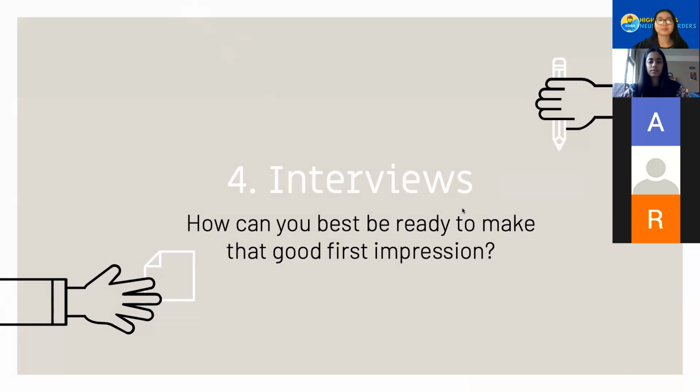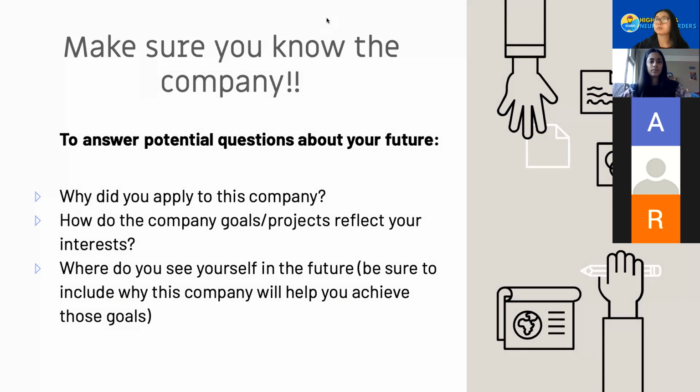Okay, so the next part is about interviews and how you can be ready to make that good first impression. Basically, the first thing you want to do is make sure that you actually know the company. Like what was being said before, when you show interest, it definitely helps. The first reason is that you can answer potential questions about your future, because they might ask you, why did you apply? How do the company goals align with your interests? And where do you see yourself in the future, especially with the company?